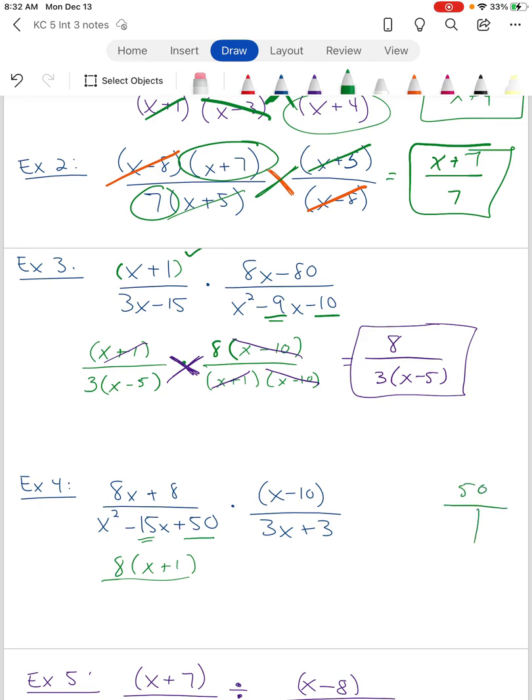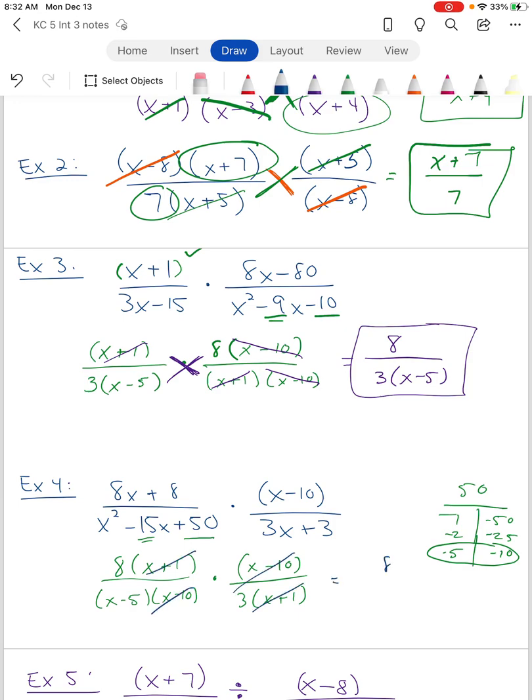15? So my factors of 50 are 1 and 50, 2 and 25, 5 and 10, and so forth. So both of my factors have to be negative. This is the only one that works, so I have x minus 5 and x minus 10 times x minus 10 on the top over, again, 3x plus 3 can be divided by 3, so I get 3 times x plus 1. Cancel out what I have across from each other, and I'm left over with 8 on the top, x minus 5, and a 3 that I'm going to put right in the beginning. And I'm done.